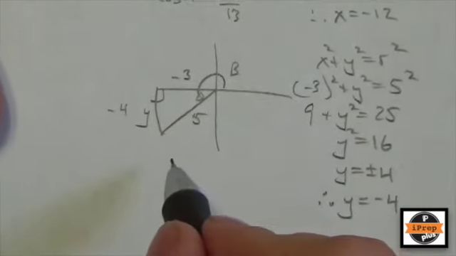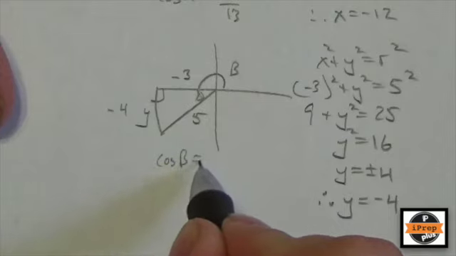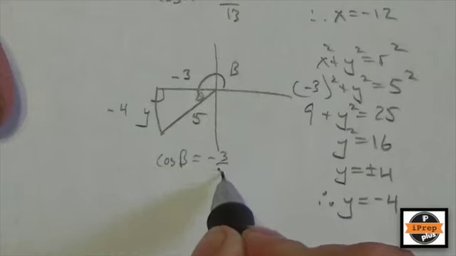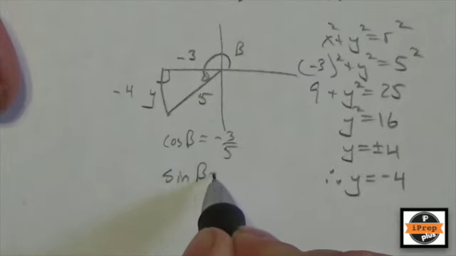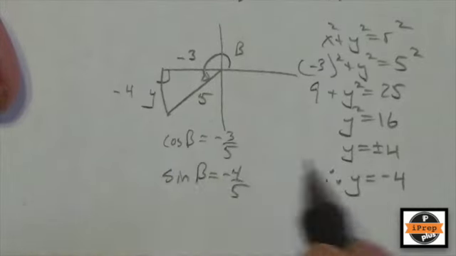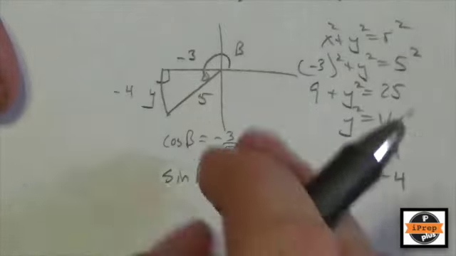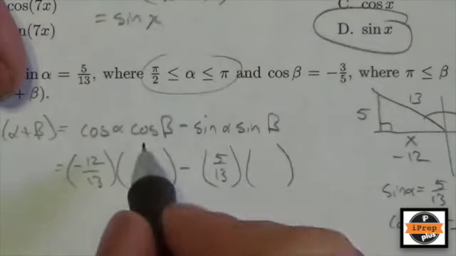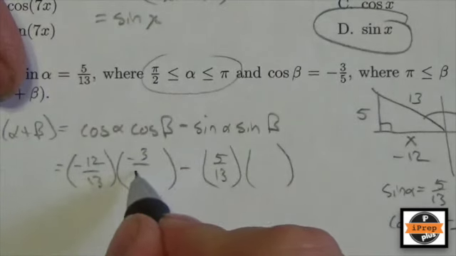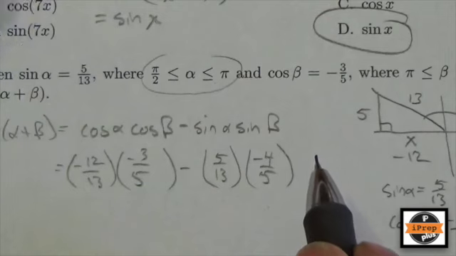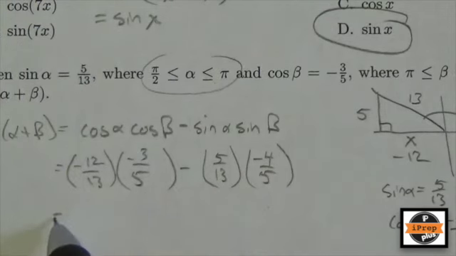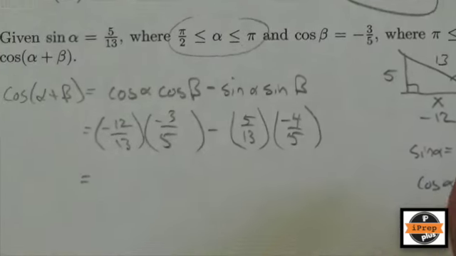So here we know this is going to be negative 4. I was told that the cosine was negative 3/5, and that was great. But now I can tell you that the sine of beta is going to be negative 4/5. Okay, so now I've got those two values. I can come back here. Cosine was negative 3/5. Sine was negative 4/5. So now we can plug this in. We can multiply this out now.